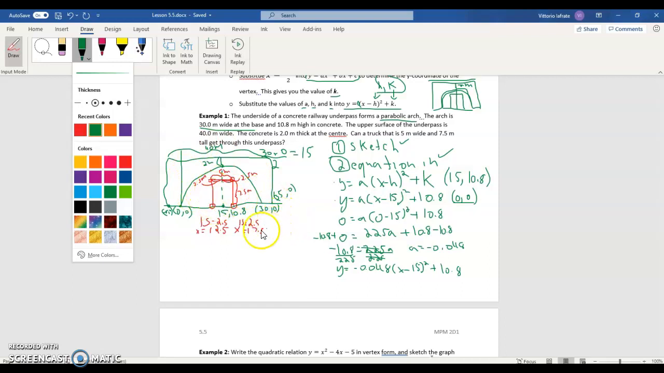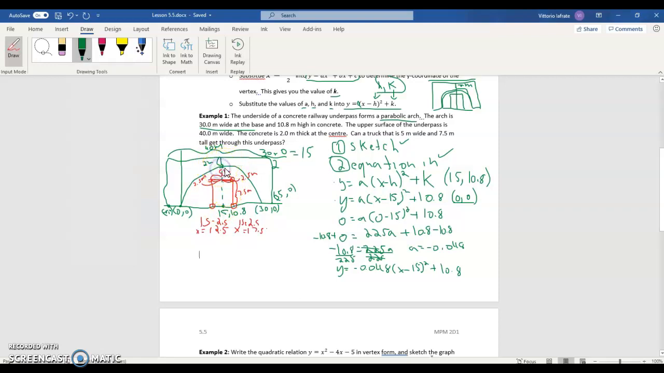We had drawn our truck in, and we found the truck was 5 meters wide, and that in the middle it should be fine because the height's 7.5, and the height of the middle here at the highest point is 10.8 as per our question. Now what we're worried about is that, on the sides of the truck over here where the height's 7.5, will the arch be too low for the truck to make it through? And so we know that the truck is 5 meters wide, so assuming it's going through the middle here, you have 2.5 on both sides.